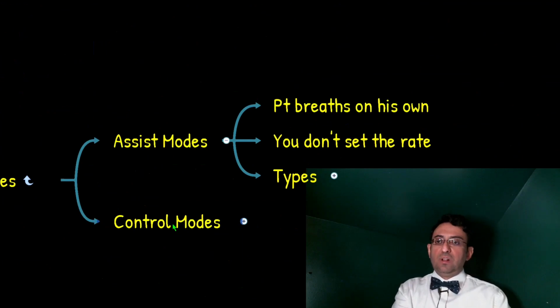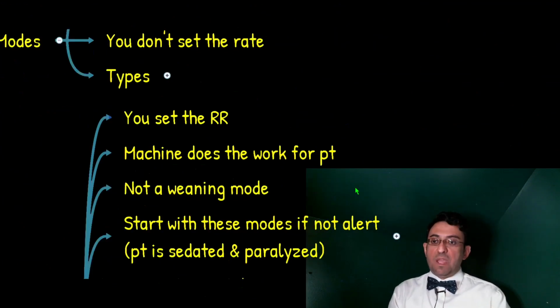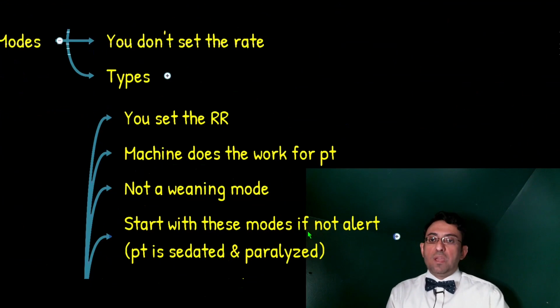What about the control modes? Well, there are several types of control modes. The main difference is that ventilator sets the respiratory rate. Now, what is the most common type of controlled mode? That is SIMV, or synchronized intermittent mechanical ventilation. Major question: if your patient is not alert, which one of the modes should be used? A controlled mode should be used.